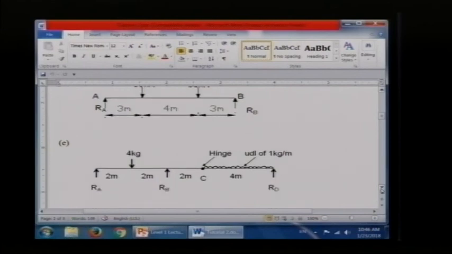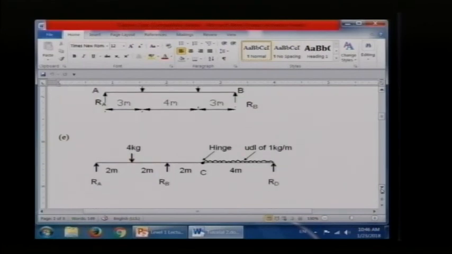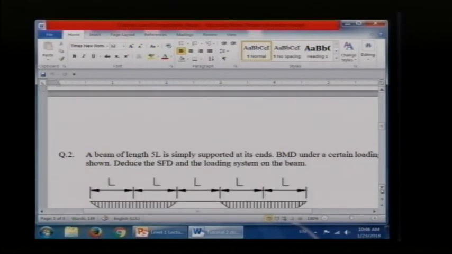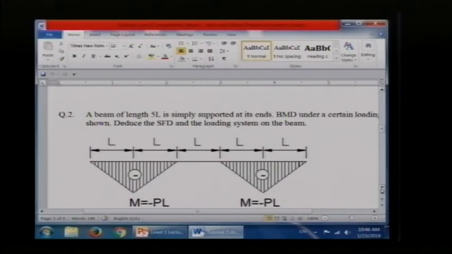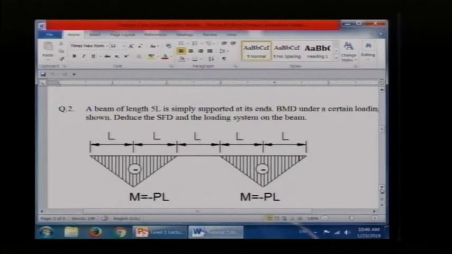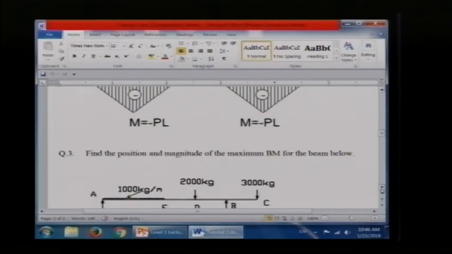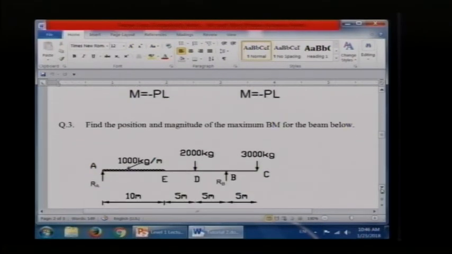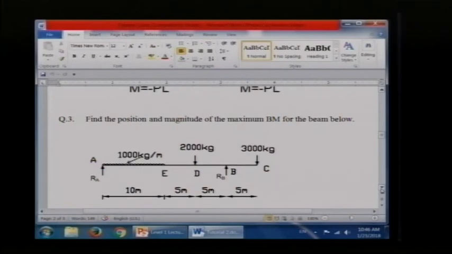This one I have actually solved, right? So some of these are part of your notes as well. This one I have actually solved also in your notes, right? Find the position and magnitude of the maximum bending moment for the beam below, right?